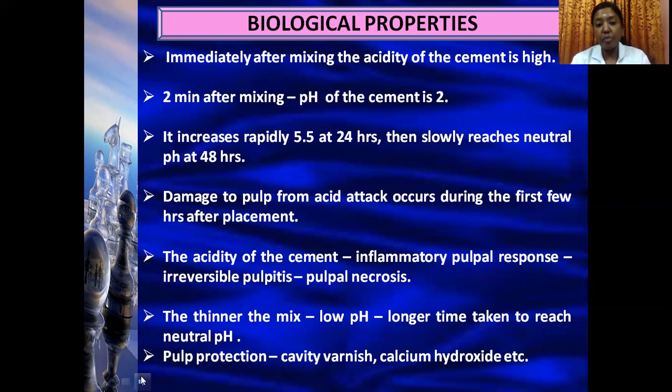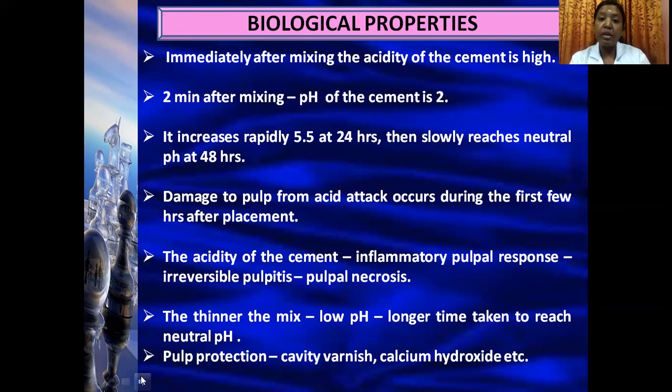So, however, this pH increases to about 5.5 at the end of 24 hours, and then it slowly reaches neutral pH at the end of 48 hours. So, initially damage to the pulp can occur if the freshly mixed cement is placed in direct contact with the pulp. The high acidity of the cement, that is a low pH, can lead to an inflammatory pulpal response, ultimately irreversible pulpitis and pulpal necrosis over a period of time.